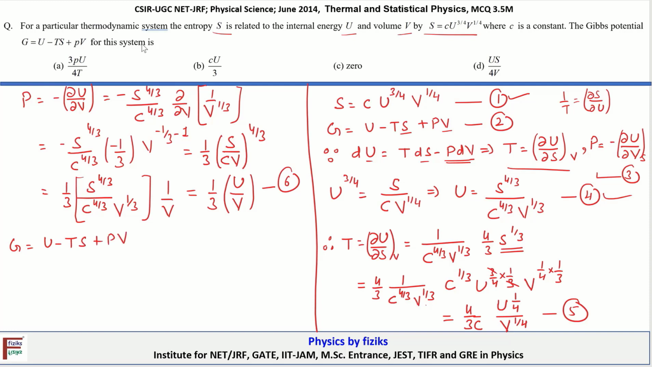So here we will substitute the value of T and P and then we will see what we are obtaining. So U minus TS, so T is equal to 4 by 3 C u power 1 by 4 divided by V power 1 by 4, and then the value of the entropy S, so this quantity multiplied by C u power 3 by 4 V power 1 by 4. So U minus TS plus P into V.